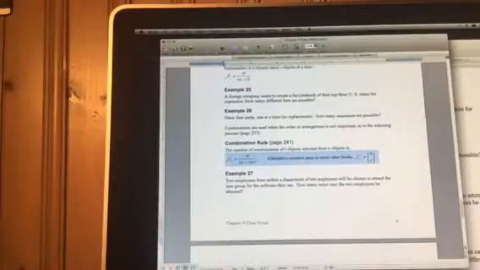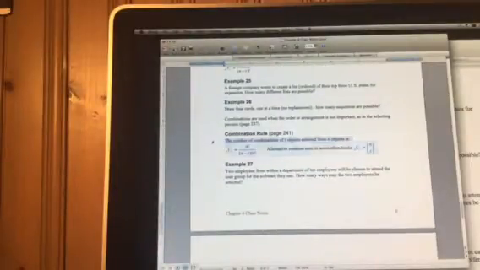All right, now, flip side of that is the combination rule. Number of combinations of r objects selected from n objects. Now, the first thing you'll see is the notation is the same.